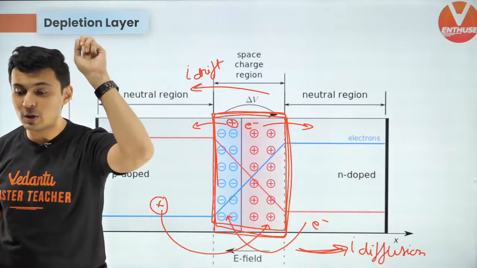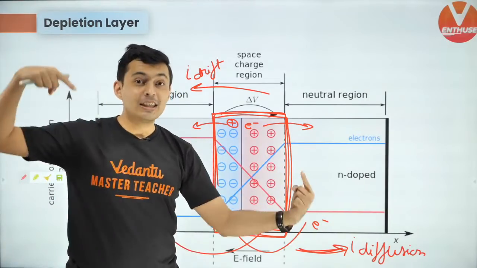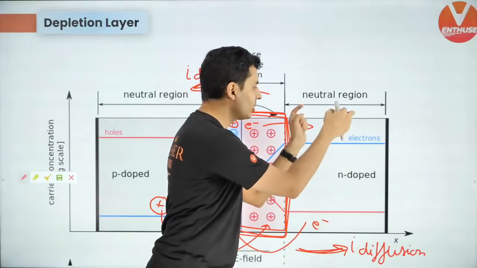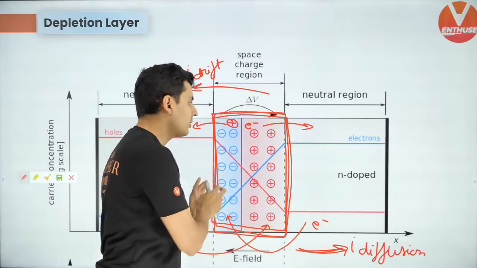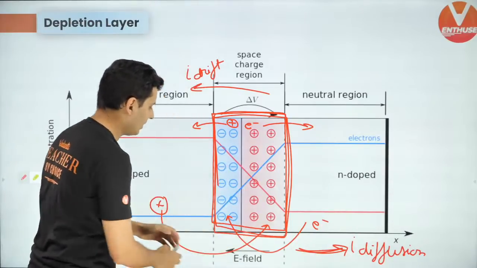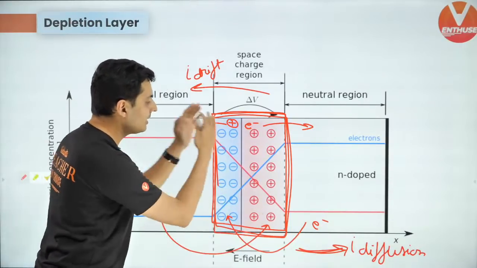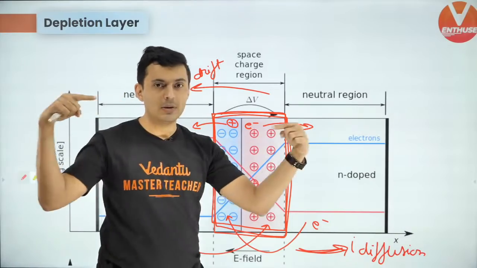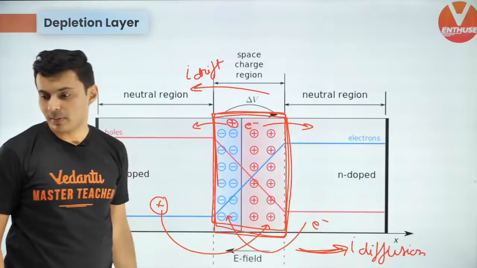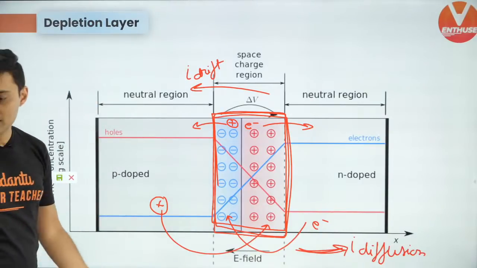Yes, net current will be zero because they will cancel out each other. There will be a dynamic equilibrium. Constantly electrons going from here to here, electrons coming from here to here, holes going from here to here, coming from here to here. So constantly they will be circulating, net current will be zero and they will cancel, something like a dynamic equilibrium. Yes, I hope this is clear.